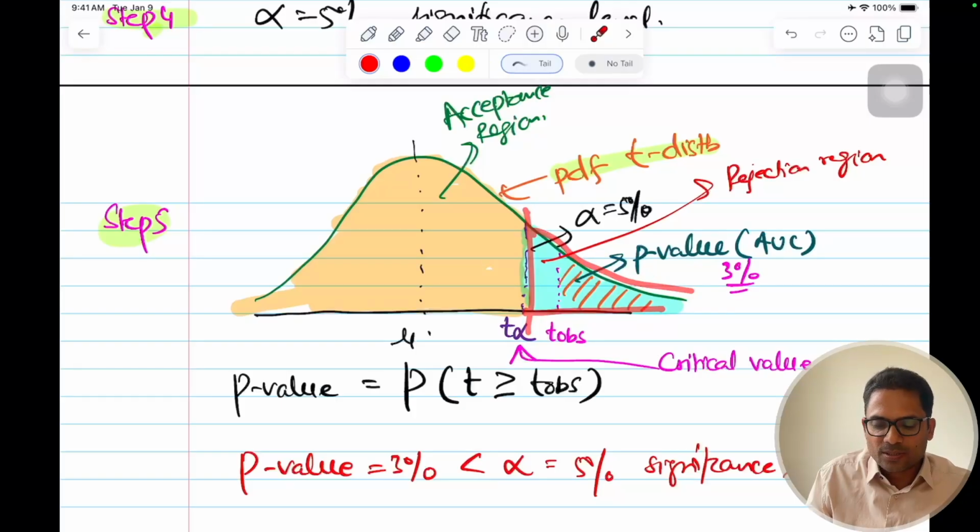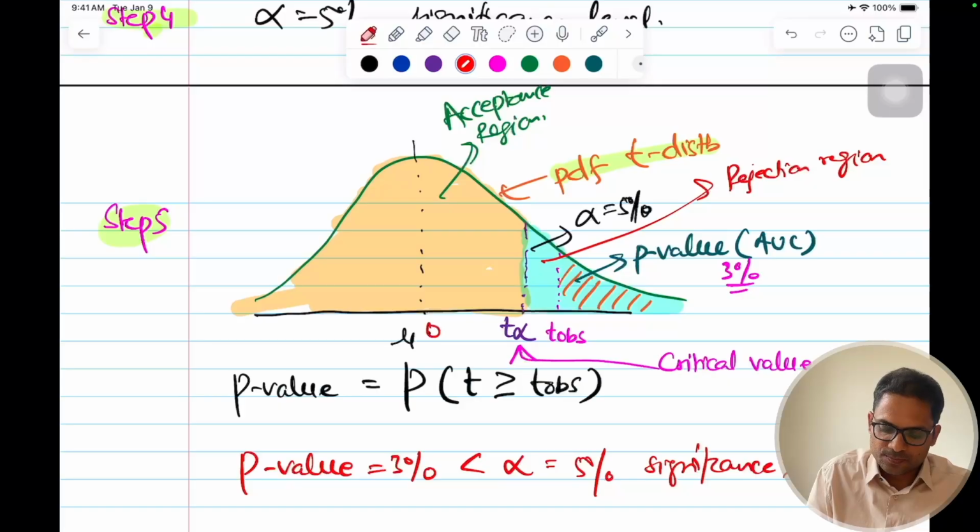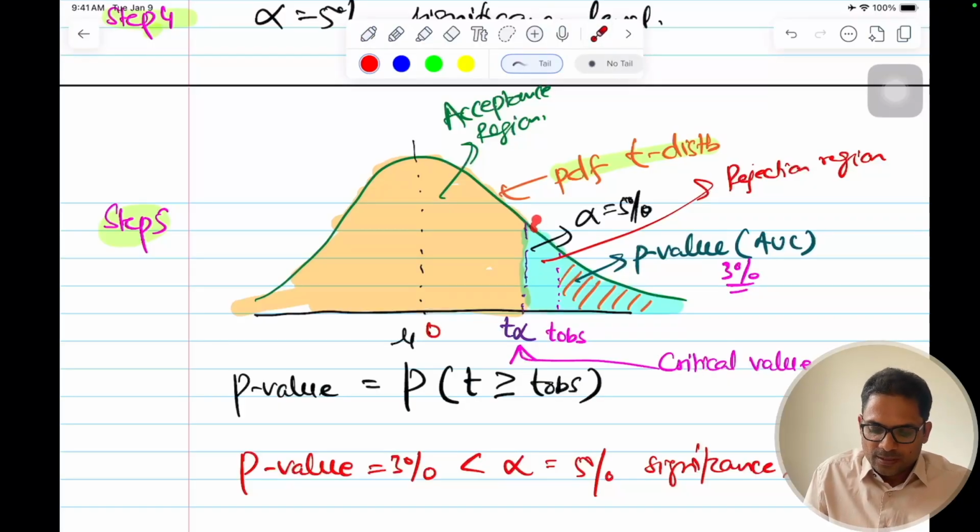And if my T observed goes beyond that, in this case greater than, because 0 is here, I'll write it as 0 so that you don't get confused. This is 0. So the area under the curve becomes less and less, and now I cannot accept it. This has gone into the rejection region.